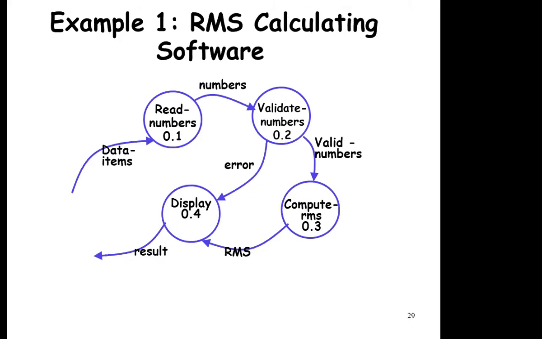If your numbers are between -1000 and 1000, then it will send the numbers for computing the RMS. If not, it will result in an error and display the error. If the numbers are valid, RMS will be calculated at 0.3 and the result will be displayed by 0.4, where you will get the result or the output. It is sending the RMS. But if your number is not between -1000 and 1000, then it will be an error and it will display the error.